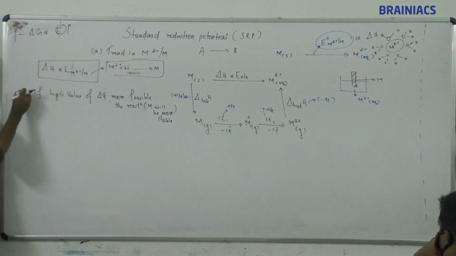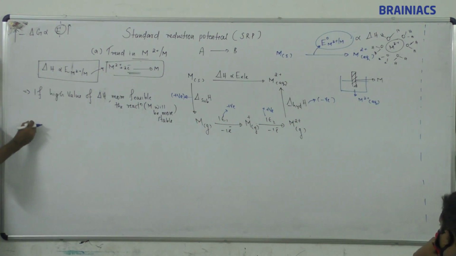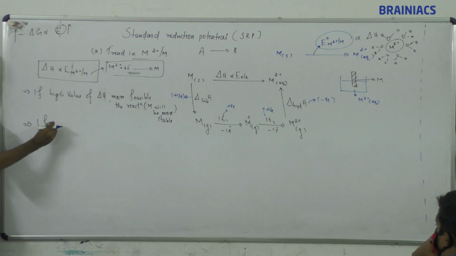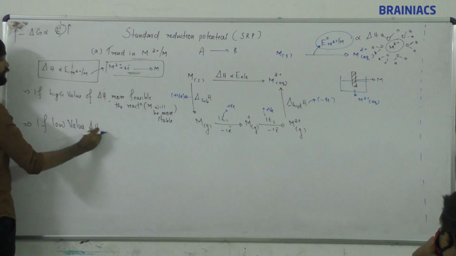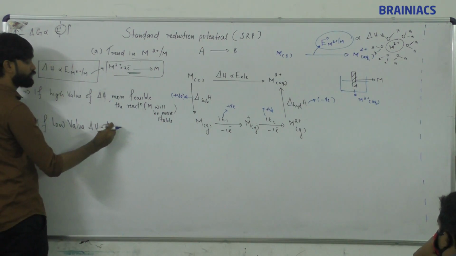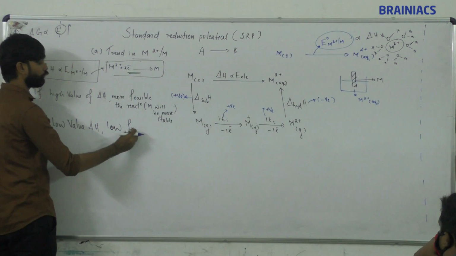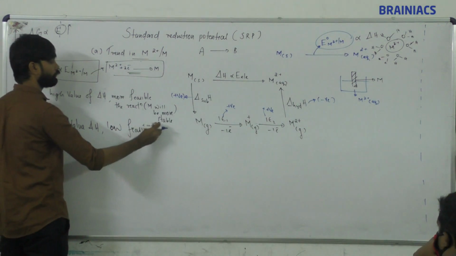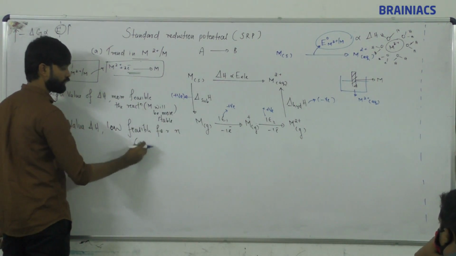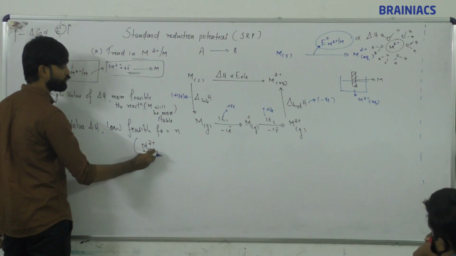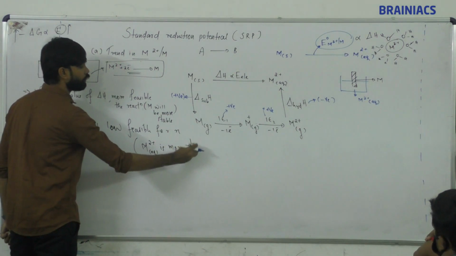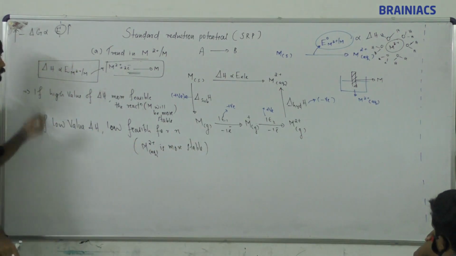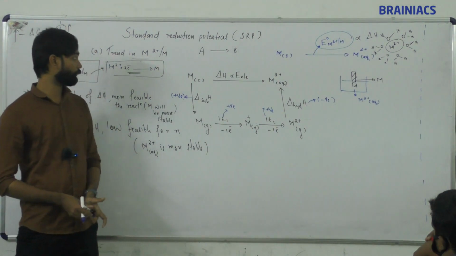And the reverse is also possible. If there is a low value of delta H, that indicates low feasibility, or less feasibility, for the reaction, which indicates that M2+ aqueous is more stable. M2+ aqueous is more stable. That's all about the ideas.